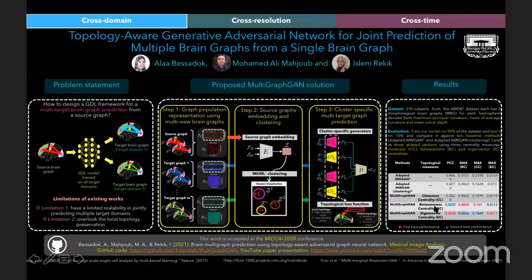And you can see that when using these two topological losses, additional losses, we got lower MAE, mean absolute error, across different topological measures. So we also evaluate the topology, but we also got high PCC. So anyways, this is the key idea. We try to solve a problem where we're predicting multiple graphs from a single graph using adversarial learning with cluster disentanglement and topological measures.